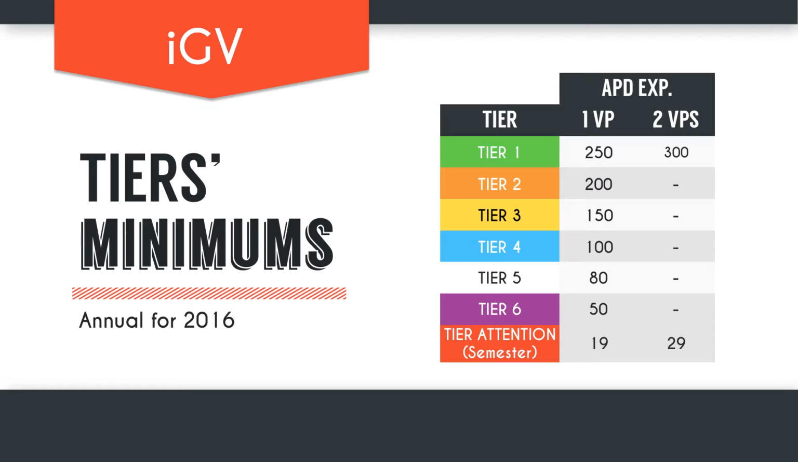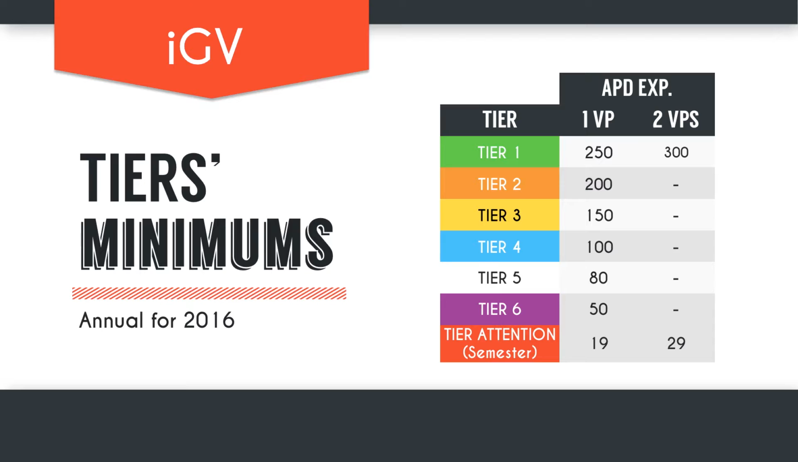If a VP wanted to be in tier 1 and he was only one VP, he had to do 250 approved in that year. Or there are some LCs that had 2 VPs, they had to do 300 approved in that year. And the tier attention, as I was mentioning, was a minimum that he had to achieve in the semester. So it was the minimum required for that, because then we were closing operations or closing the LC itself, because he was not achieving the minimum that our network requires. So for example, for IGV, it was 19 approved in one semester.